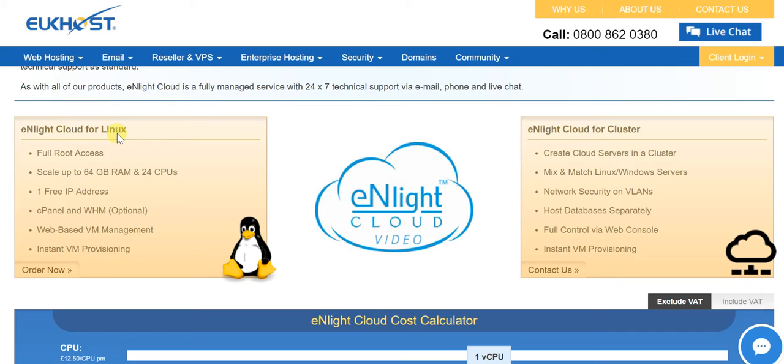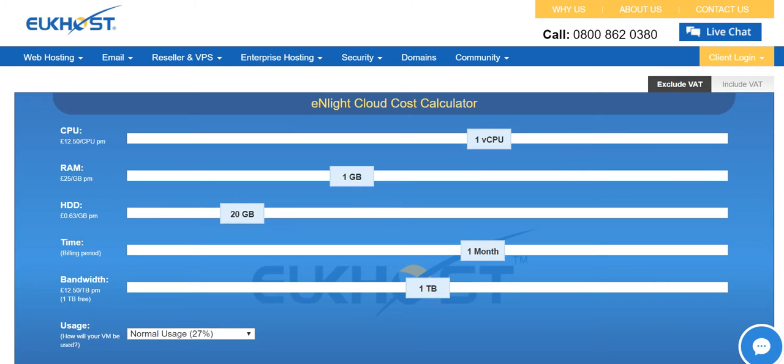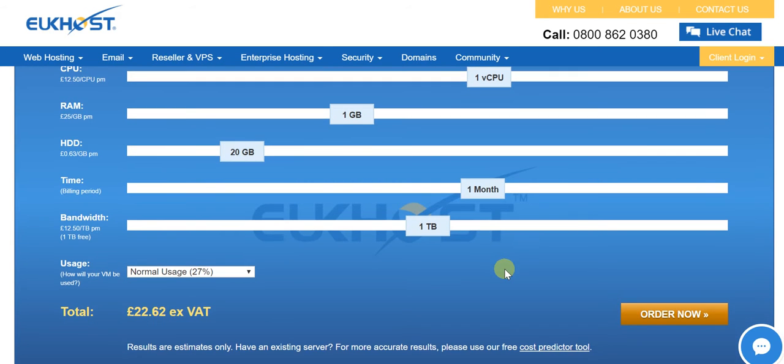All of this of course makes it a very enticing option, which is why the order now feature is given right on this page itself. And in terms of the ability to calculate the exact cost of eNlight cloud, this table proves very handy. Like for instance, CPU, we are looking at one CPU in this option. We're looking at 1 gig of RAM, 20 gigs of HDD space. We are looking at the billing period being 1 month, bandwidth being 1 terabyte, and usage being normal usage.